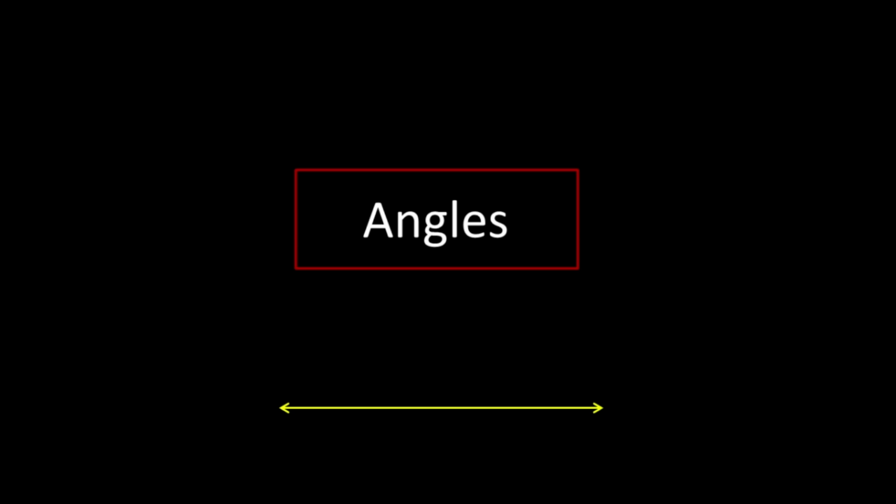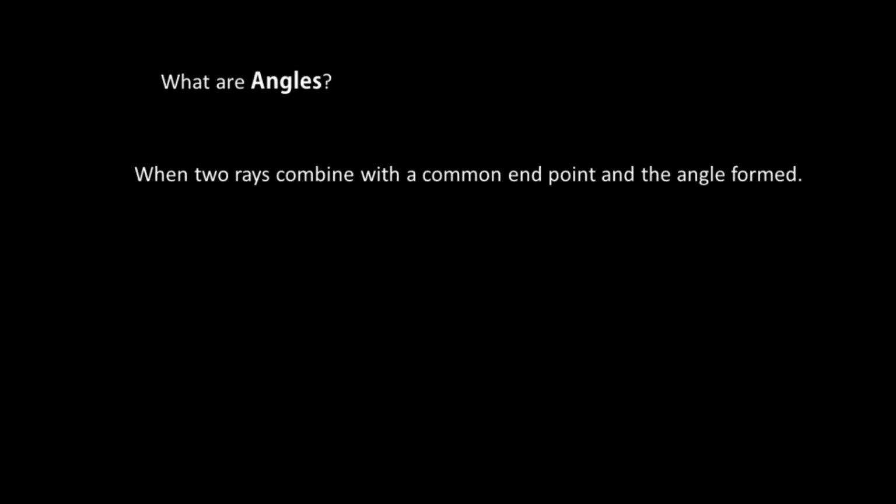Hello friends, today we will discuss angles, and how they can be formed. Angles are formed by intersecting lines. What are angles? Angles are formed when two rays are combined with a common endpoint.